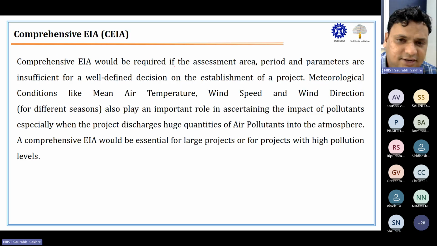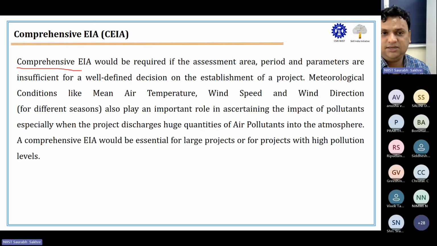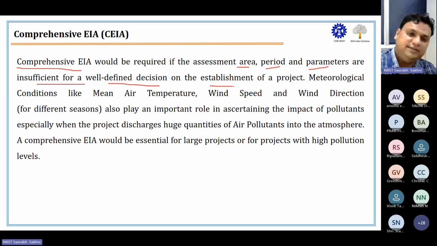The second one is comprehensive EIA, CEIA. As the name indicates, it is comprehensive. Comprehensive EIA would be required if the assessment area, period, and parameters are insufficient for a well-defined decision on the establishment of the project. As a scientist or EIA professional, you feel that if I do only one season, that is rapid EIA, it will not be sufficient for me to make a decision out of it. So in that case, I will go for a comprehensive EIA.